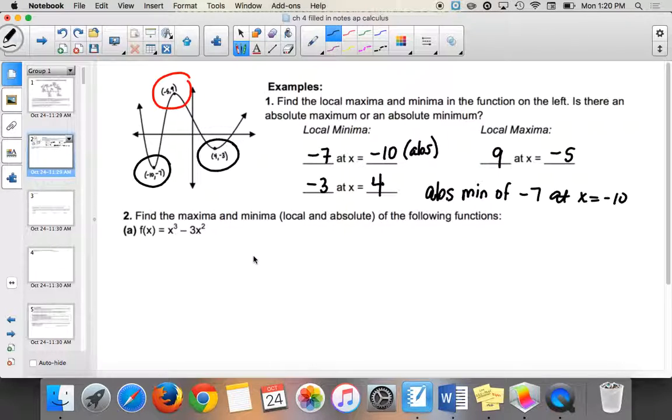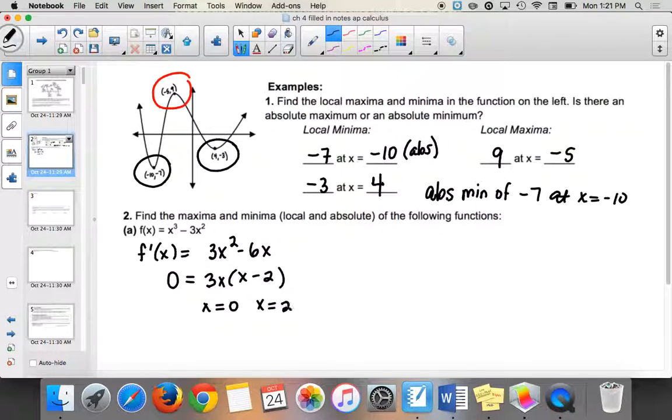So it says find the maxima and minima, local and absolute of the following functions. So this is where we're going to use our calculus. So we want to know where our derivative is either equal to 0 or where it's undefined. That's the possibilities, okay? So I'm going to do f prime of x equals 3x squared minus 6x, and I'm going to set it equal to 0. I can pull out a GCF of 3x, and when I do, I have x minus 2 left. So I get two critical values, 0 and 2. So I'm using the word critical value, places where our derivative is equal to 0 or undefined.